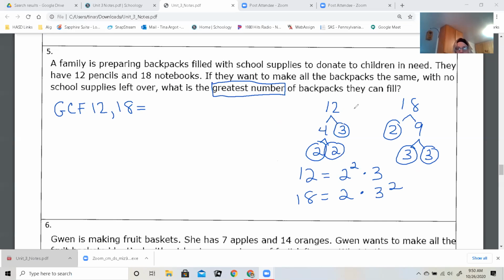And when you get to your prime factorization here for GCF, you're taking common and the lowest exponent. So you'd end up with a 2. And that 3 standing alone is just to the first power. So 2 times 3, which is going to give me 6. And the question said greatest number of backpacks, so 6 backpacks.